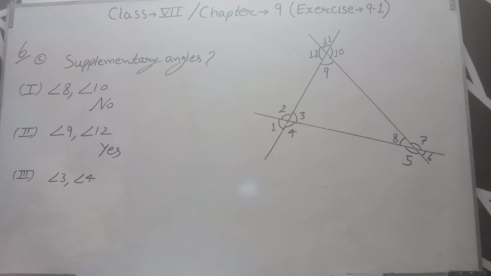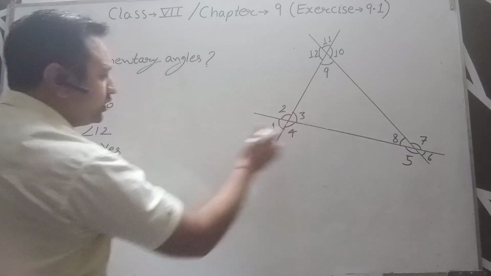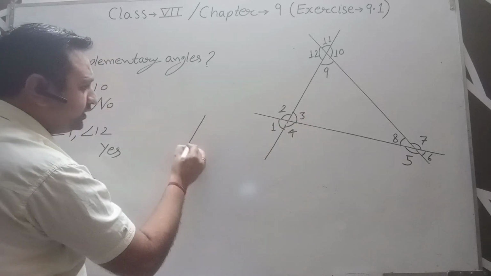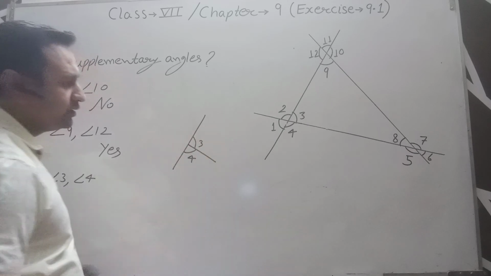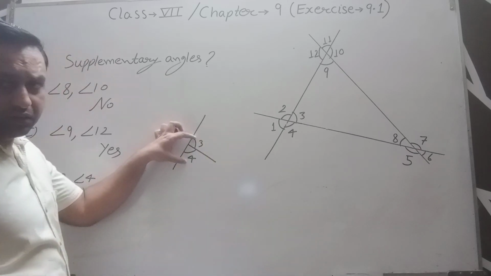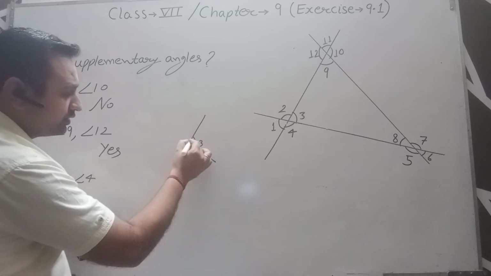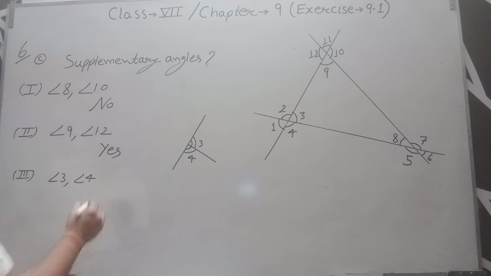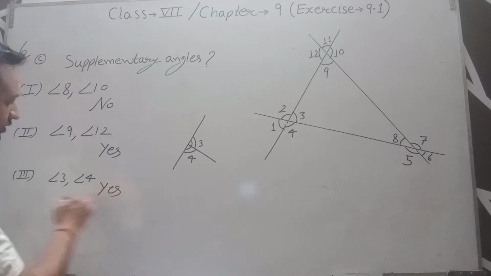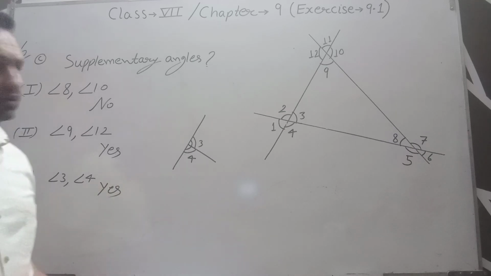Angle 3 and angle 4. According to the figure we observe that these two angles make a straight angle and the sum of these two angles is 180 degrees, so these angles are again supplementary angles. Just note down.